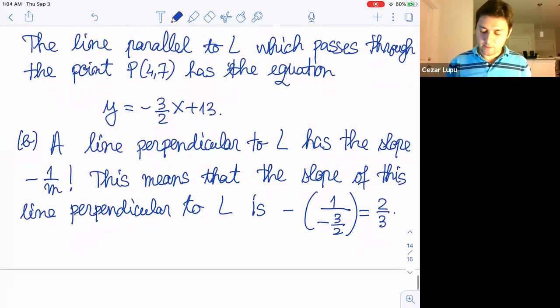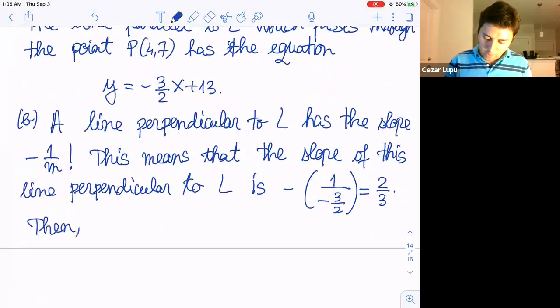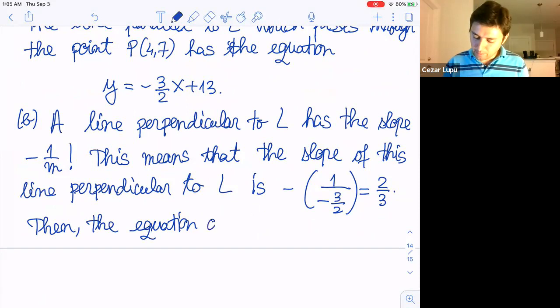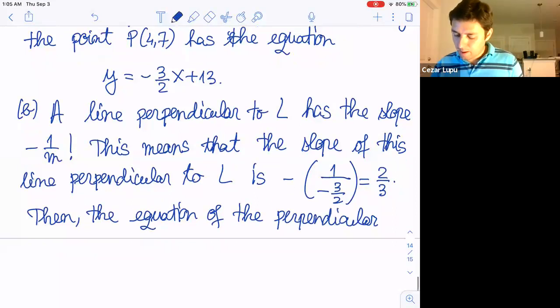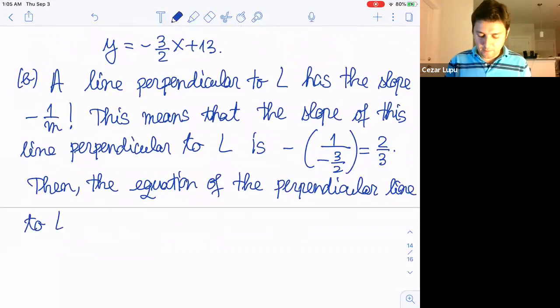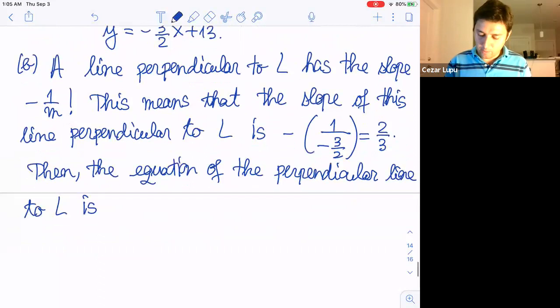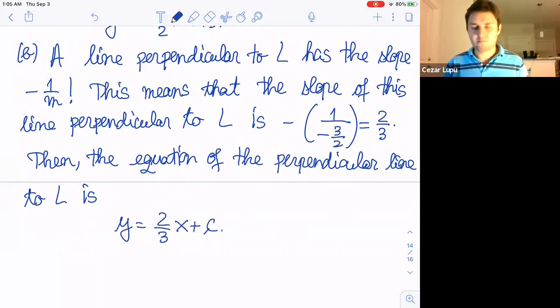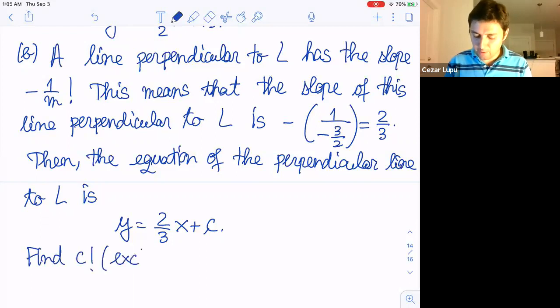That's the slope. So now we can write the equation. Then the equation of the perpendicular line to L is given by y equals 2/3 times x plus, let's call this c, right? All right, and we need to find this c. So again, we do the same story. In fact, I'll leave it to you as an exercise. So find c. This will be an exercise for you.